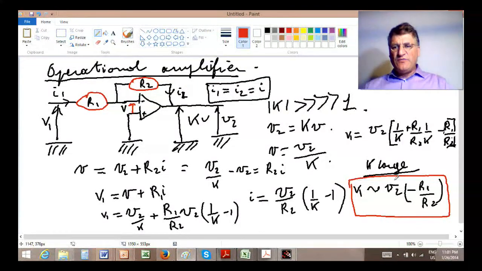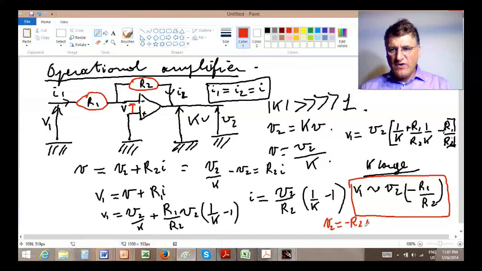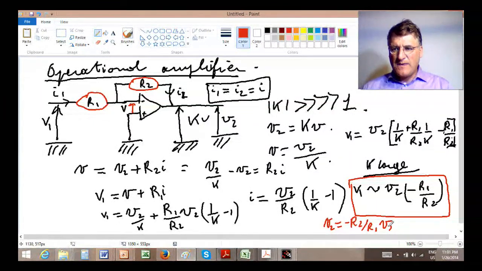Now the good thing is that this is a pure relation which is independent of I, and which we can rewrite as V2 is equal to minus R2 over R1 times V1. What it does is it multiplies the input voltage by a combination of resistances in order to obtain an output voltage like this.